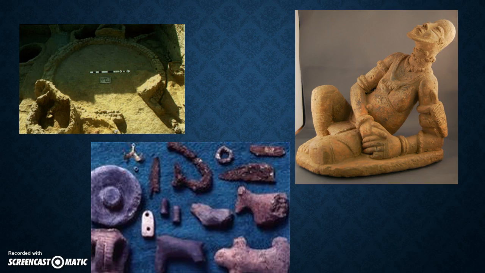These are some pictures from Jenne. Here's a house. Here's a figurine that was found in Jenne. There's a lot of figures. And then here are just some small iron tools.